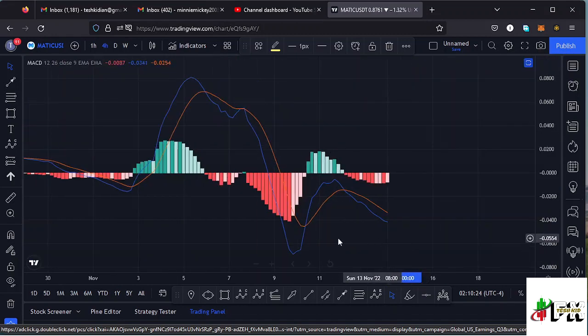Also taking a look at the MACD, here on the MACD we have printed a bearish crossover, and it seems like we are losing the selling momentum, and maybe soon we might be able to print a bullish cross. So let's be patient and see how that plays out, and I'll keep you updated.